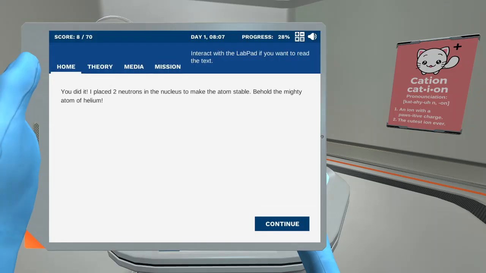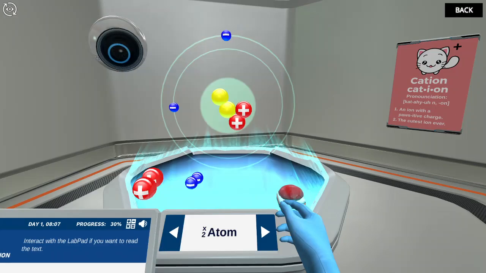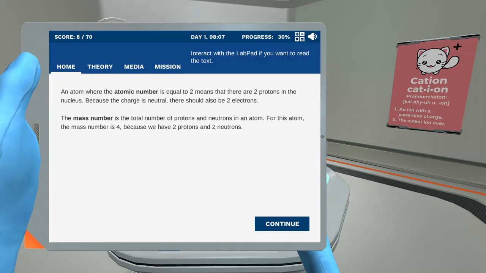You did it! I placed 2 neutrons in the nucleus to make the atom stable. Behold the mighty atom of helium. An atom where the atomic number is equal to 2 means that there are 2 protons in the nucleus. Because the charge is neutral, there should also be 2 electrons. The mass number is the total number of protons and neutrons in an atom. For this atom, the mass number is 4, because we have 2 protons and 2 neutrons.